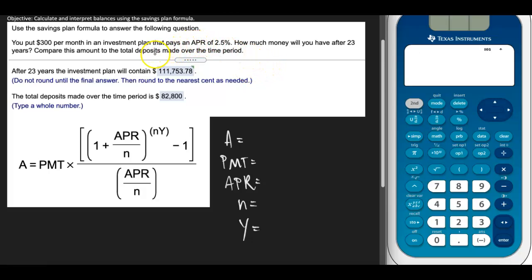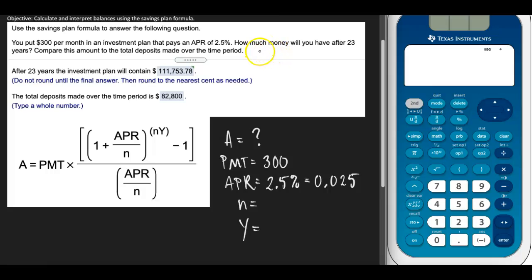So ultimately, I'm going to look for the total amount of this account over time. So in other words, I don't know A, that's what I'm solving for. The payment is the amount placed in the account each month, which is 300. The APR is 2.5%, which I will write as a decimal because that's how we will use it within the formula.